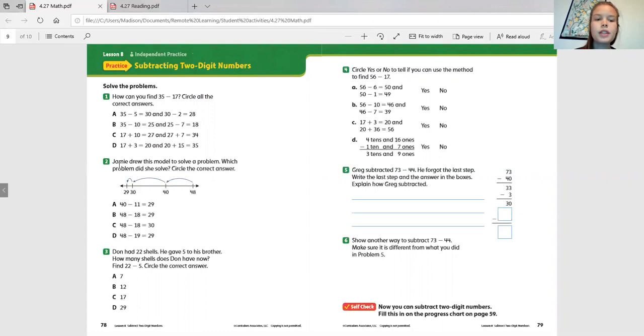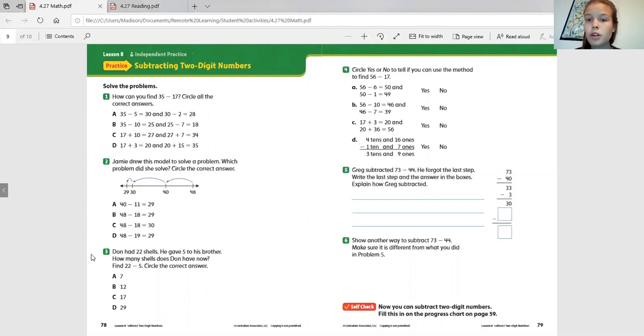All right, number 2, it says Jamie drew this model to solve a problem. Which problem did she solve? Circle the correct answer. So you're trying to figure out which of these equations matches her number line. Problem number 3, Don had 22 shells. He gave 9 to his brother. How many shells does Don have now? Find 22 minus 5 and circle the correct answer.